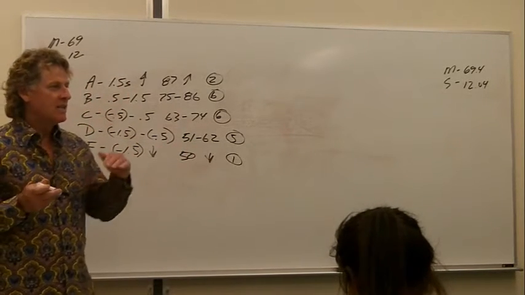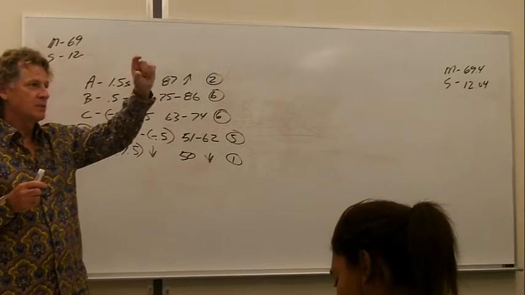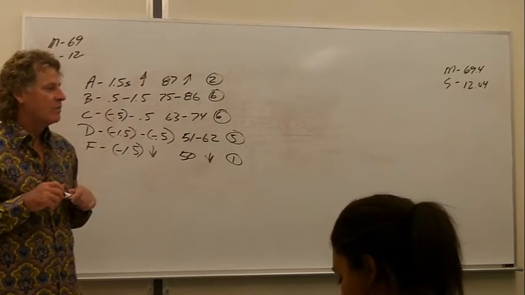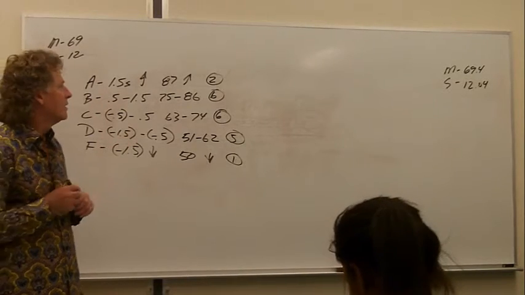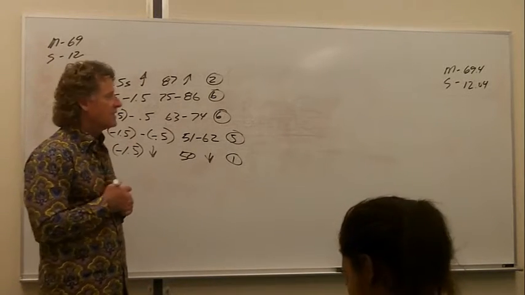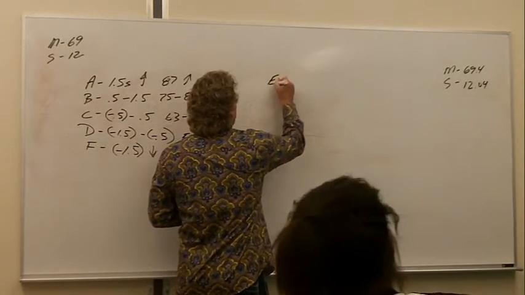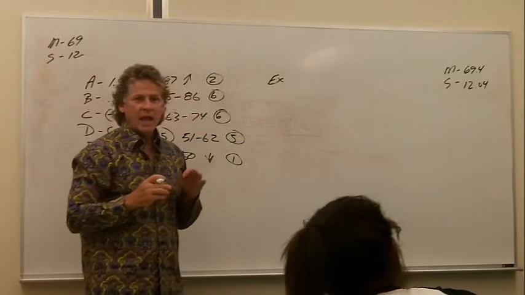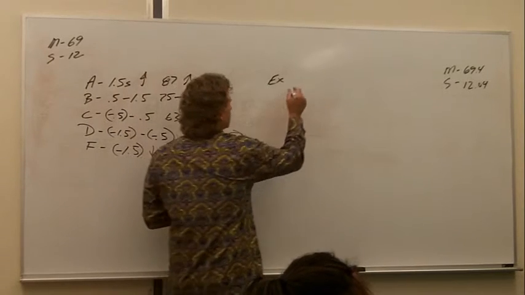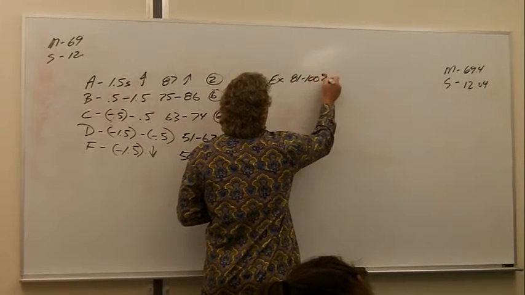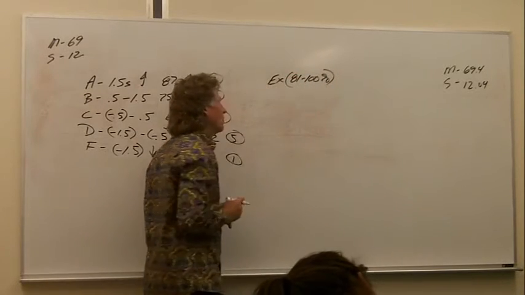I actually like scales that have a superior at the top 10% and a lower 10%. I like that a little bit better because I think it distinguishes better. But it just depends on the situation. But the standard is excellent, and excellent equals 81 to 100%. 81 to 100% would be the excellent category.